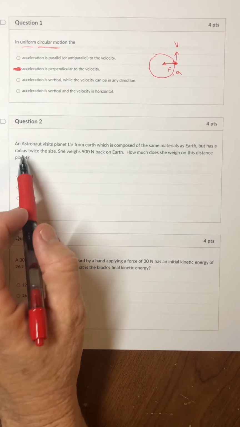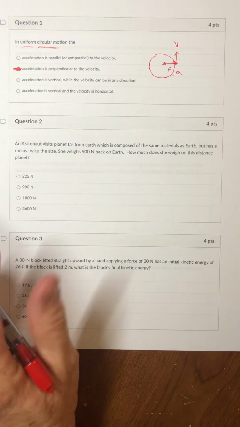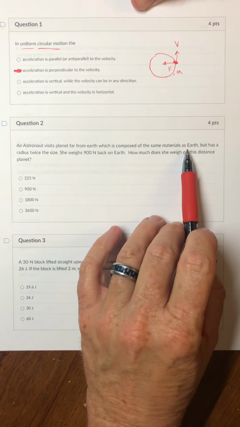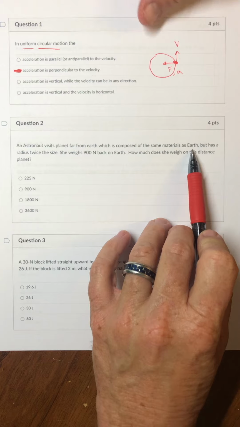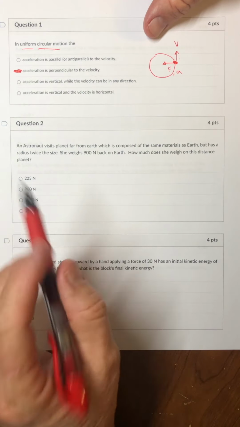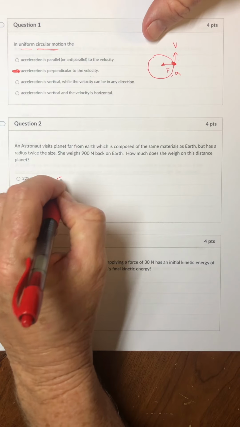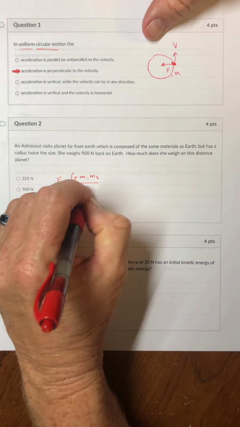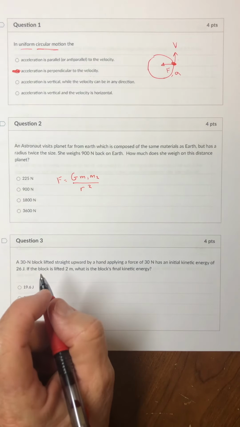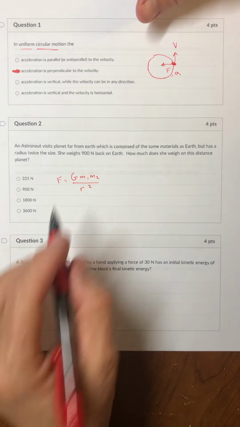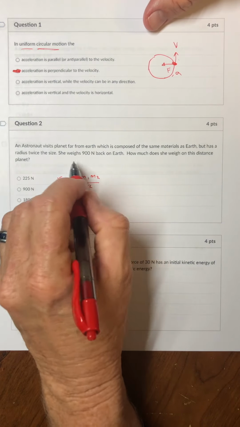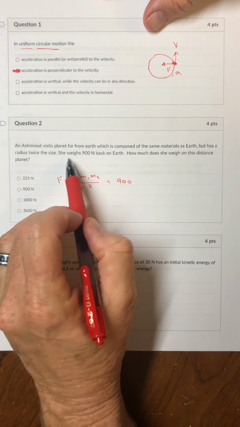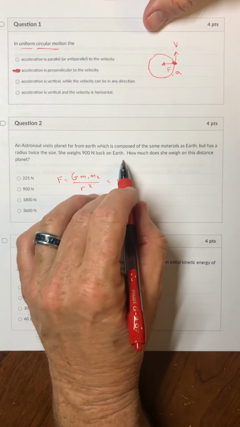All right, going on to number 2, which actually could be kind of a tough one. It says an astronaut visits a planet far from Earth, which is composed of the same material as Earth. Okay, so same density, but it has twice the radius. You can see that this is beginning to play out as the universal law of gravity. So I'll put down the equation for the force between them. We're not given the mass of the planet or the mass of the person or the radius, but we do know that she weighs 900 newtons back on Earth.